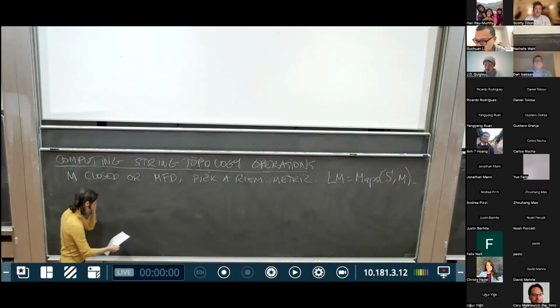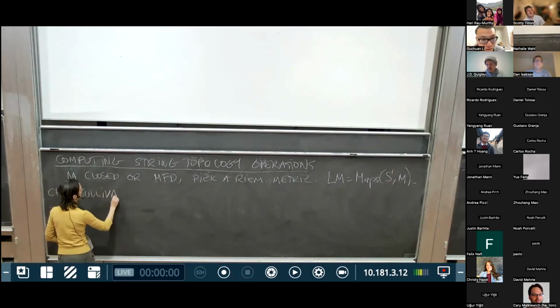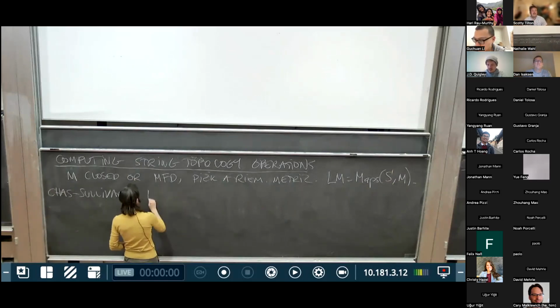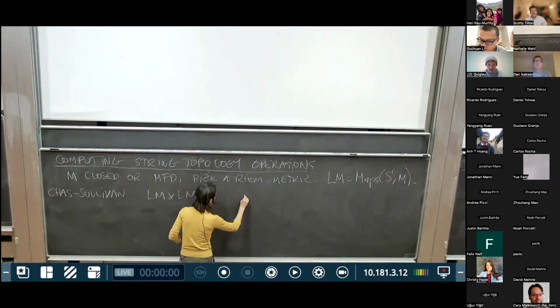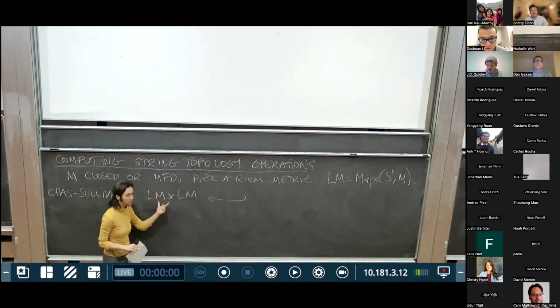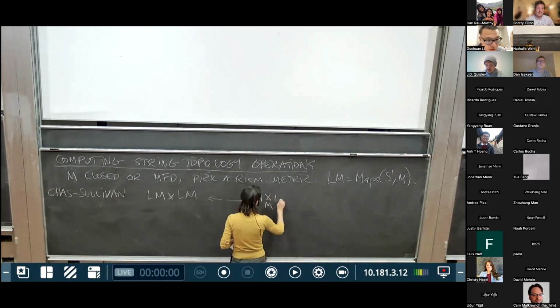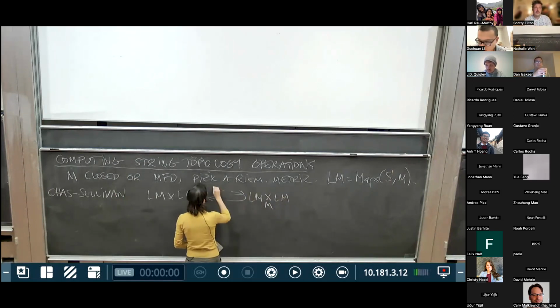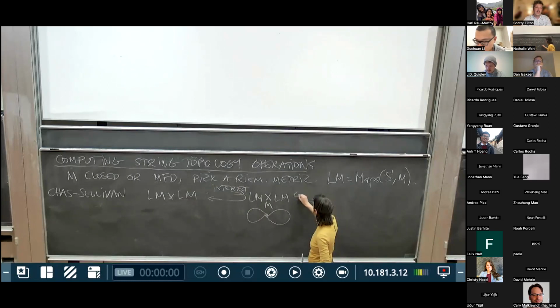And so Chas and Sullivan define string operations. Maybe the main idea is to take a product. When you have a pair of loops, you would like to multiply them by somehow concatenating them. You cannot quite do this for loops that don't share the same base point. So what you do is you intersect with the subspace of the loop space where the loops agree on the base point, and then once you have such loops, you can concatenate them.